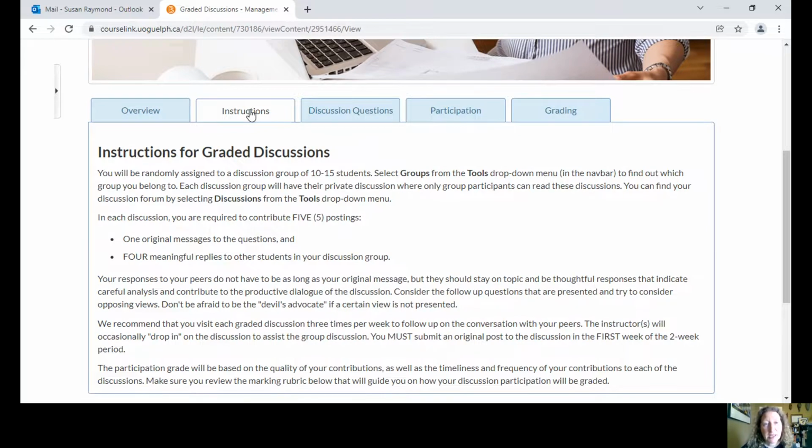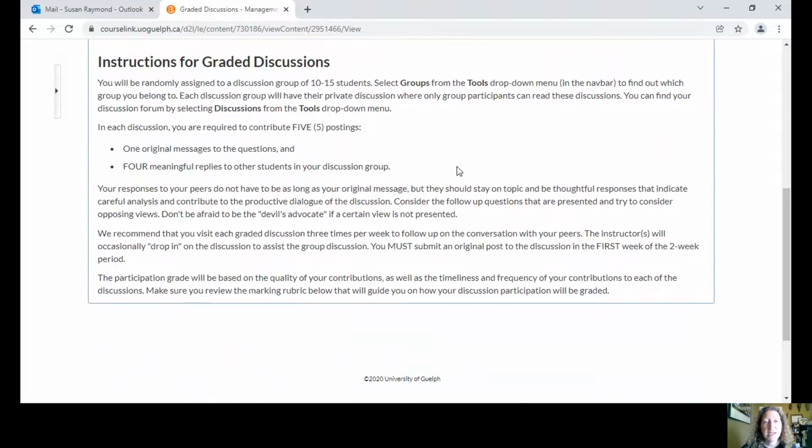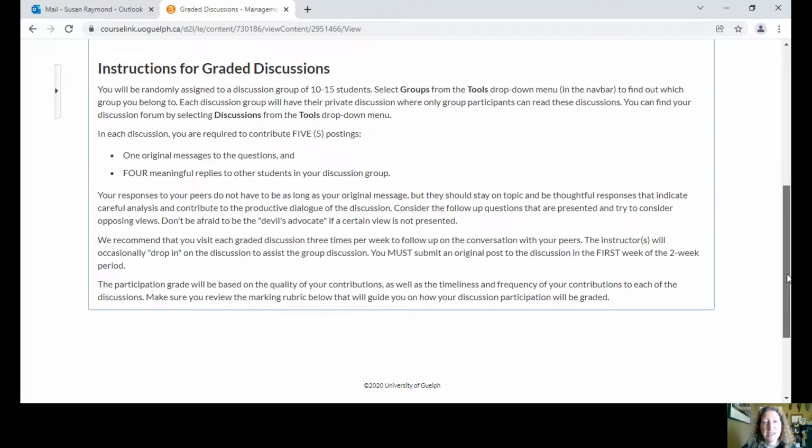Basically for this week and next week, the expectation is that you post at least 5 postings. So this means 1 original message to your group and then 4 meaningful replies to others. You are allowed to, of course, post more often if you wish, so more original postings and more meaningful replies, but that's the expectation for the graded portion. And like I said, this is this week and next week.